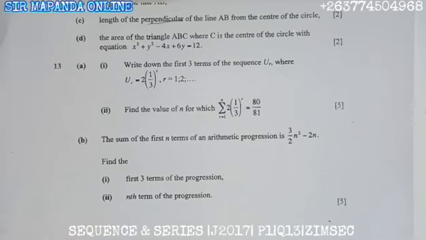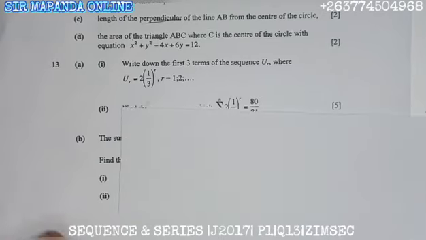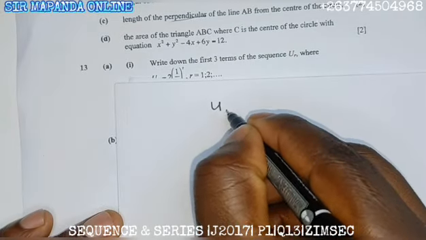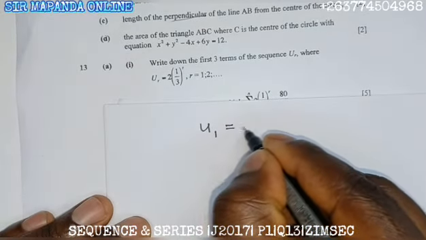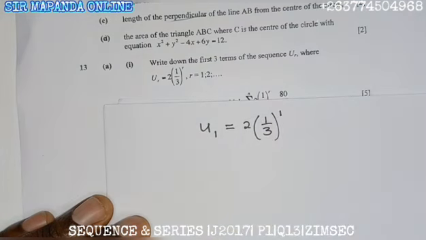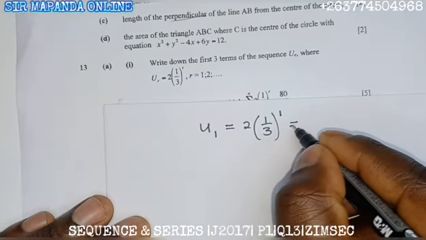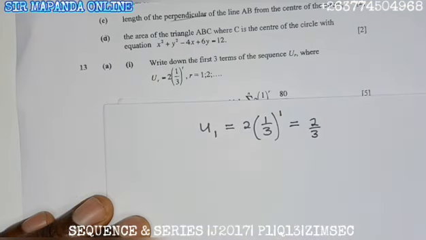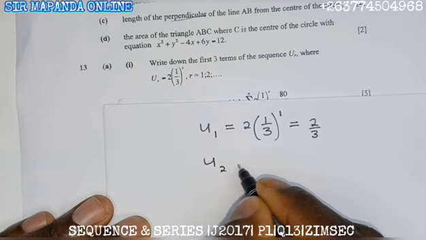We move on to question number 13. It reads, write down the first three terms of the sequence U_r, where U_r is equal to 2 open bracket 1/3 to the power of r. So r is going to be found. U1: you put 1 on r, you get 2 open bracket 1/3 to the power of 1. This is the first term, which can be simplified as 2/3, something like this.